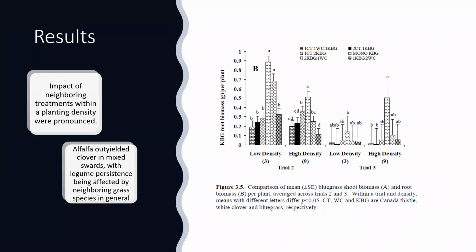And Kentucky bluegrass root biomass was measured with the highest biomass being produced at low density, of course, because they would be able to spread more thoroughly throughout. And the grasses were able to outcompete Canada thistle, which is good for establishment and for production on the farm.